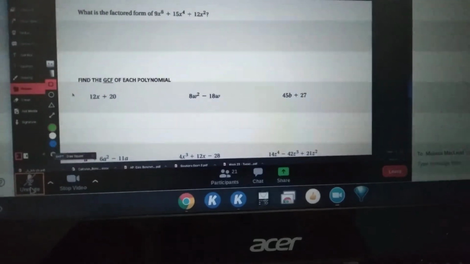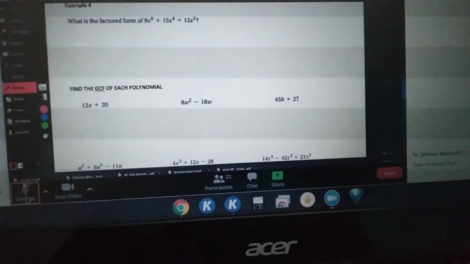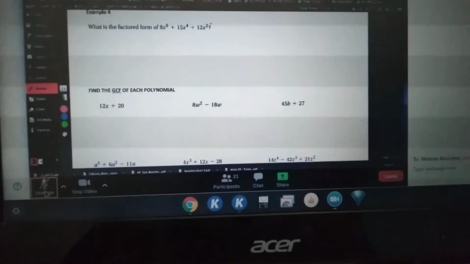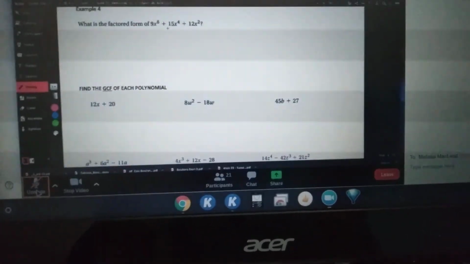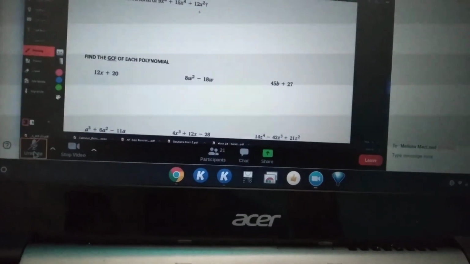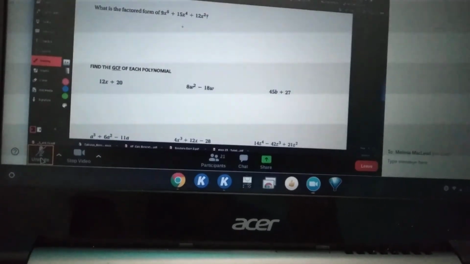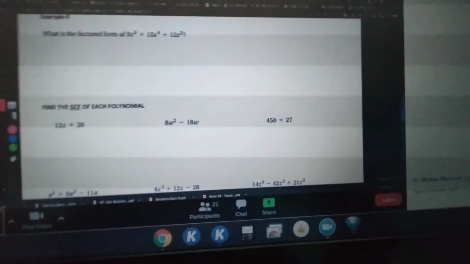Good. So now let's do it again. What is the factored form of 9x to the 6th, 15x to the 4th, 12x to the 2? Yes, 9 can be divided by 1. 15 can be divided by 1. 12 can be divided by 1. I'm looking for greatest common factor. David, you're saying 2? Okay. Is 9? I don't know what you're saying. Unmute.